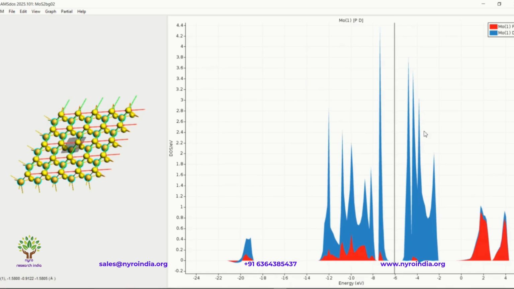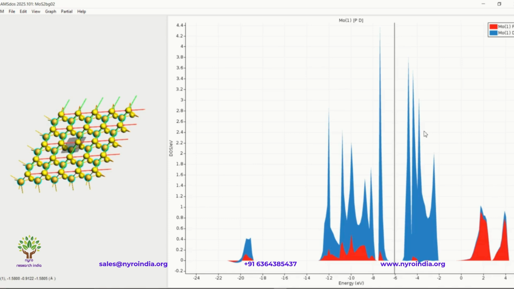In the previous session, I have already briefed about valence band and conduction band. By analyzing this partial density, or this PDOS overlaid on the total density of state, we can identify the atomic as well as orbital contributions to the valence band. In the case of molybdenum disulfide, the valence band typically has significant contributions from the sulfur p orbitals and molybdenum's d orbitals.